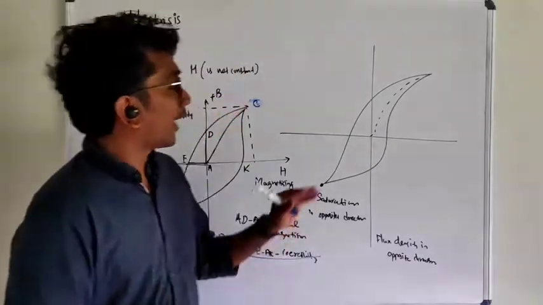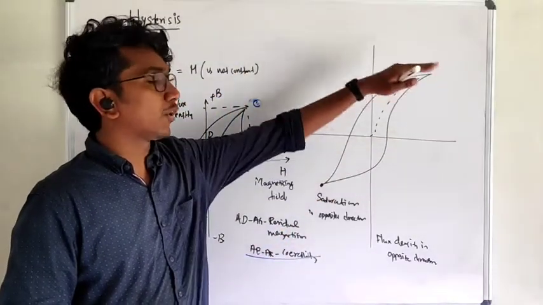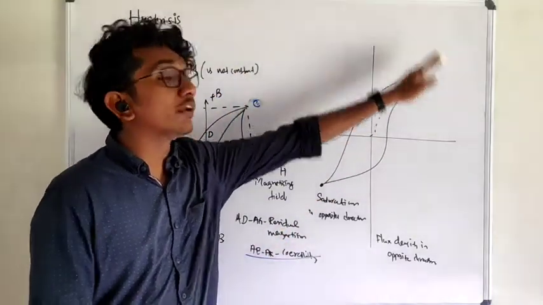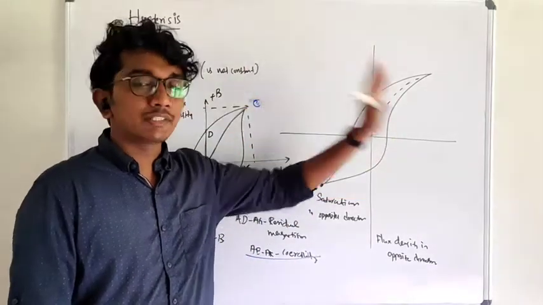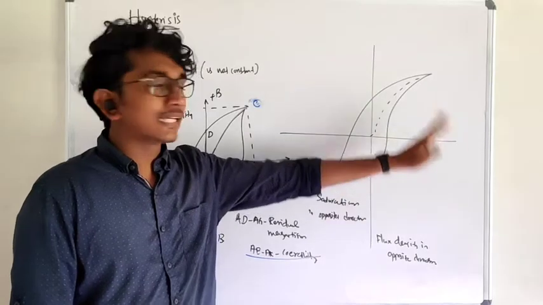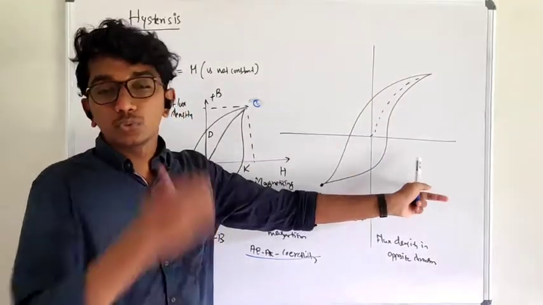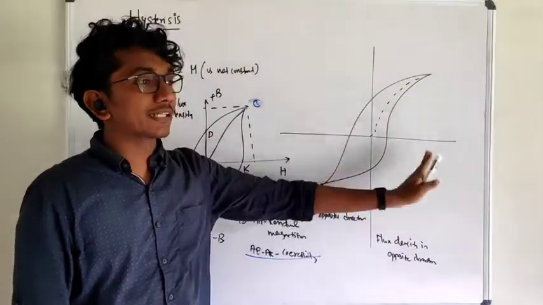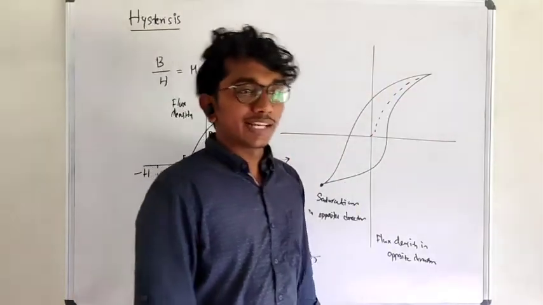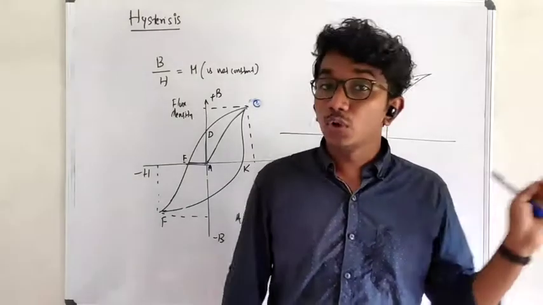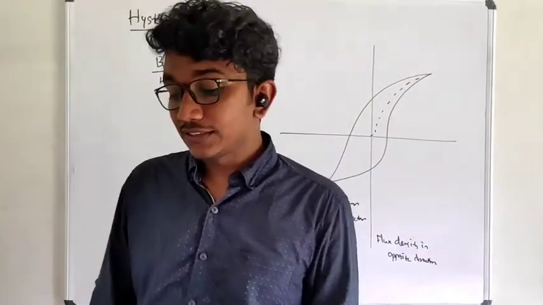I have given this without noting any of these points. I haven't noted coercivity here, and I haven't noted retentivity here. You have to do the same. That is why I have given an empty curve over here. This is just a curve, so you can refer to the textbook. You have to note down what these terms are.